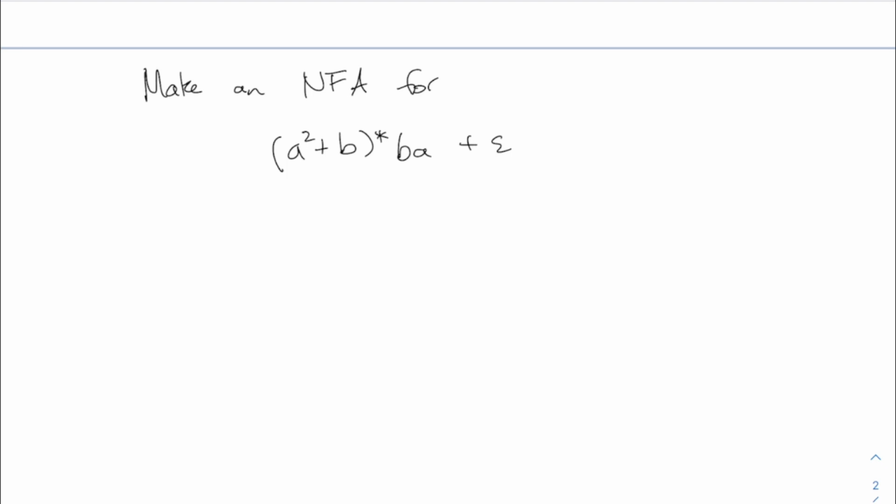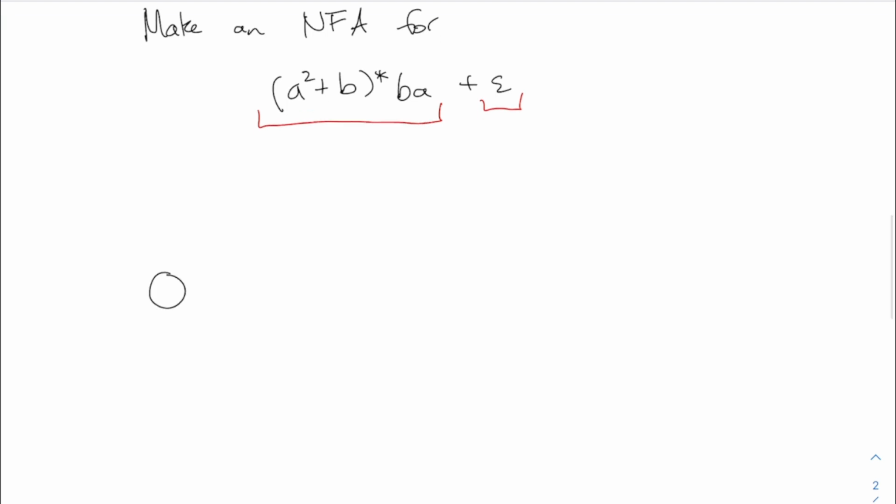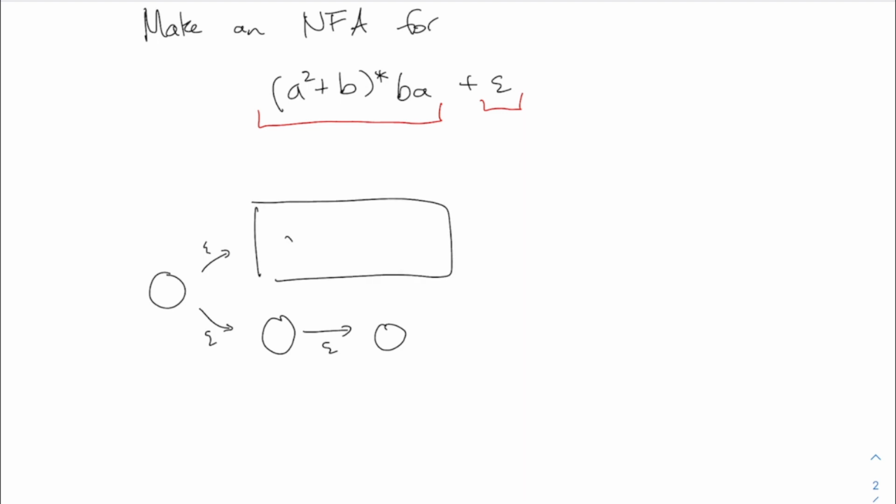What's a little weird about this one is there are two pieces here with a plus. At the topmost level, what I have is a plus, where the first thing is a weird thing, and the second thing is epsilon. So on the very large scale, it is a plus, where the one on the bottom is just epsilon. The one on the top is all of that stuff, a squared plus b star ba. And then we go epsilons into the accepting state.